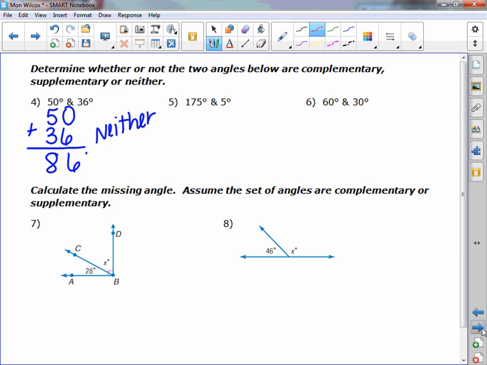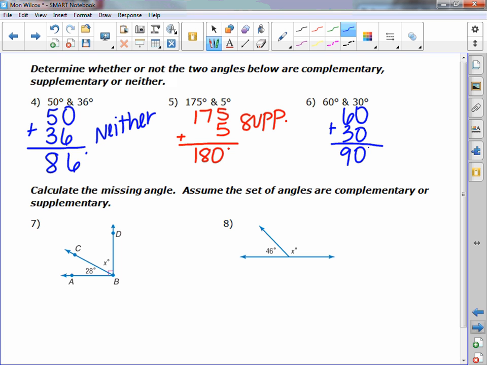All right, 175 plus 5 is 180. Now, which one is that? Complementary or supplementary? Good. Supplementary is the one where the sums equal 180. I'm just going to abbreviate. And then the last one, 60 plus 30 equals 90, which means that those two angles are complementary to one another.